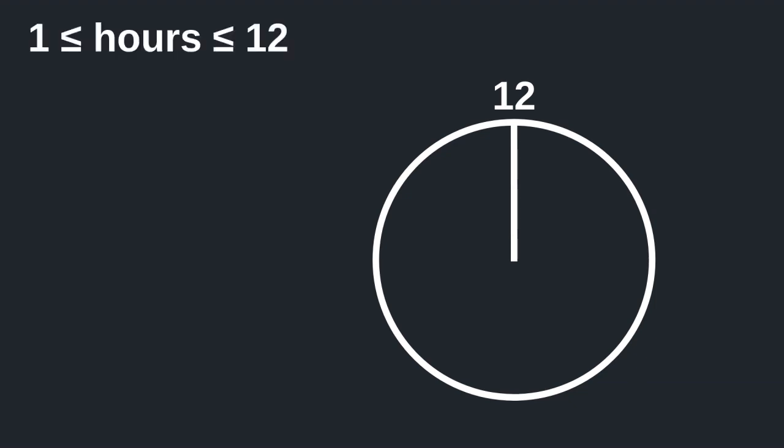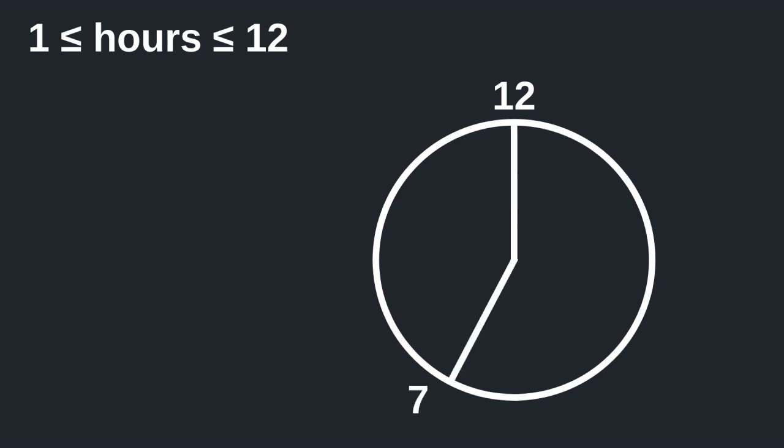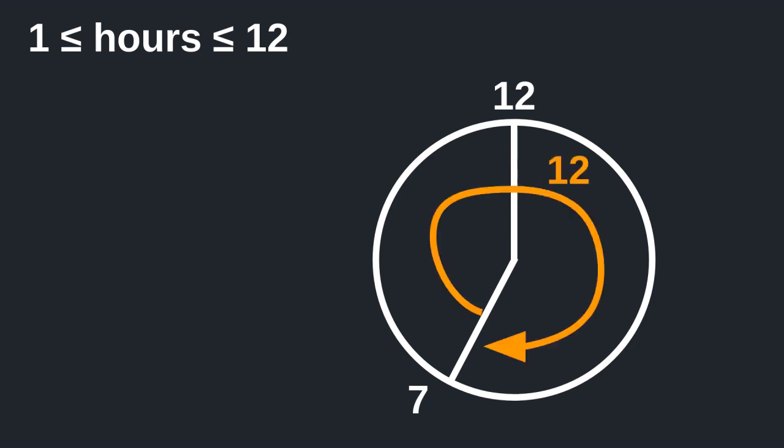Imagine a clock. The hours range from 1 to 12, and any number greater than 12 will make circles around the clock and eventually land on a number between 1 and 12. For example, 13 will make a circle around the clock once and stop at 1. And if you add 12 hours from a position on the clock, you come back to the same exact position. So for example, starting at 7, if you add 12 hours, you come back to 7.